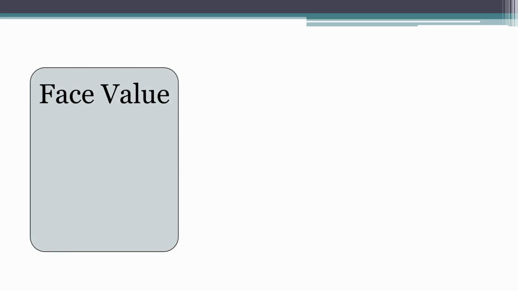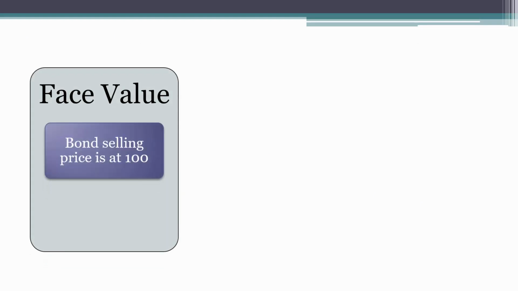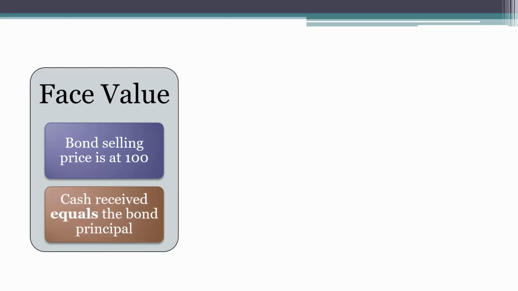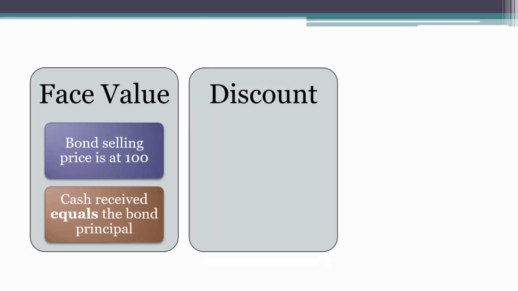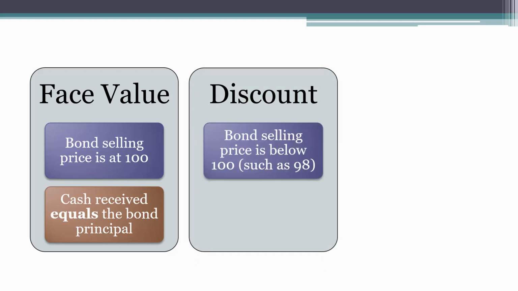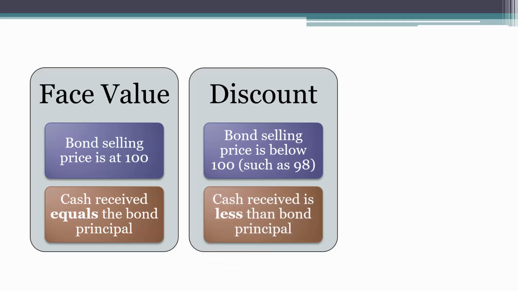So what does this mean? When a bond is issued at face value, that means the bond price is sold at 100, they call it, which means 100% of face value, which means that the cash that the corporation will receive is equal to the bond principal amount. If a bond is sold at a discount, then the bond is sold for an amount less than 100, such as saying the bond sold at 98. In that case, the cash the corporation receives is actually less than the principal that they will have to pay back to the investors.